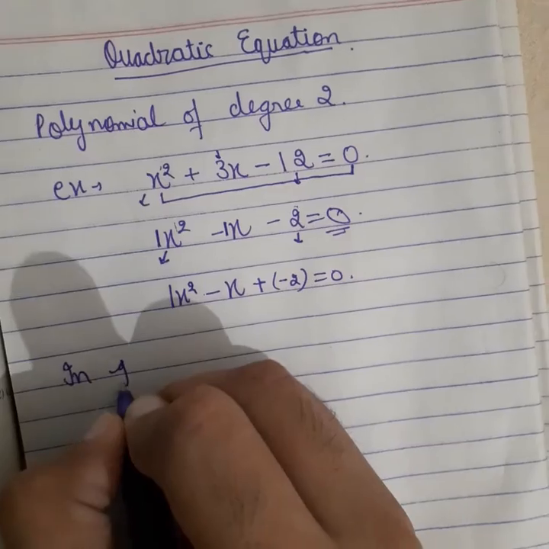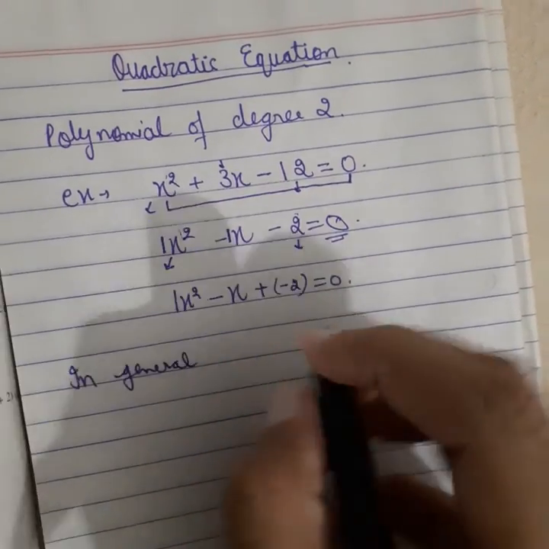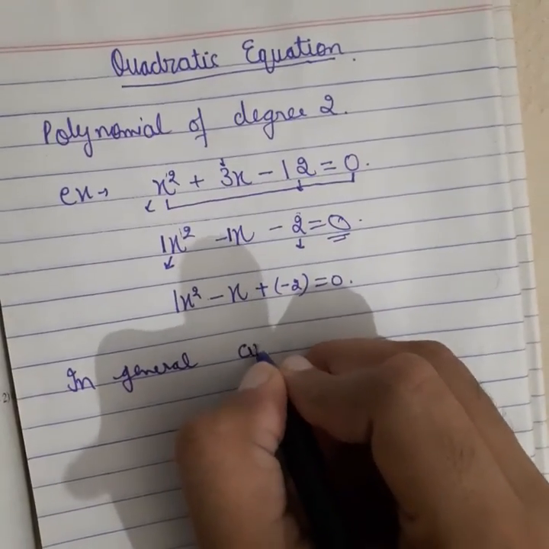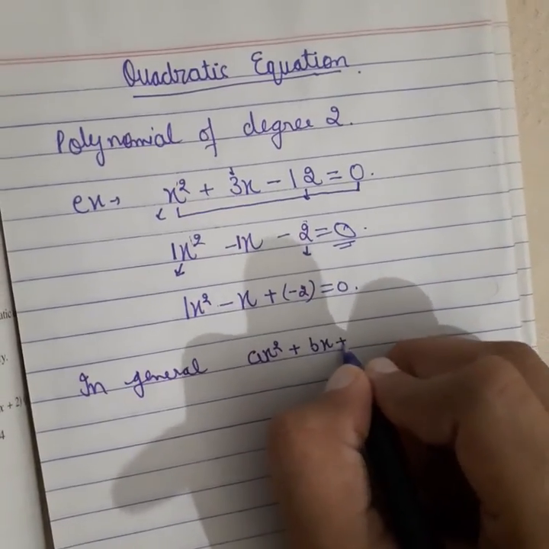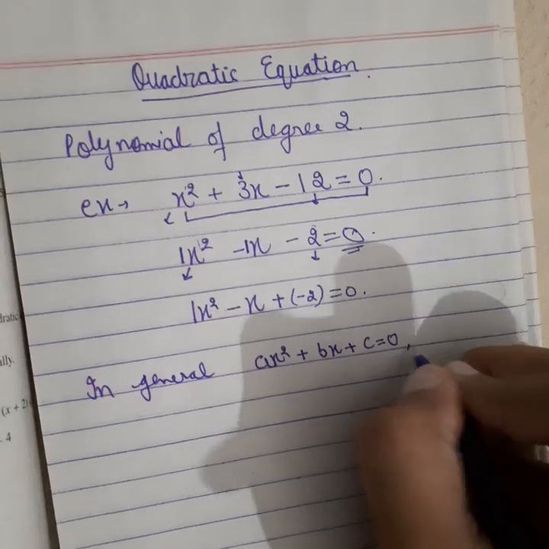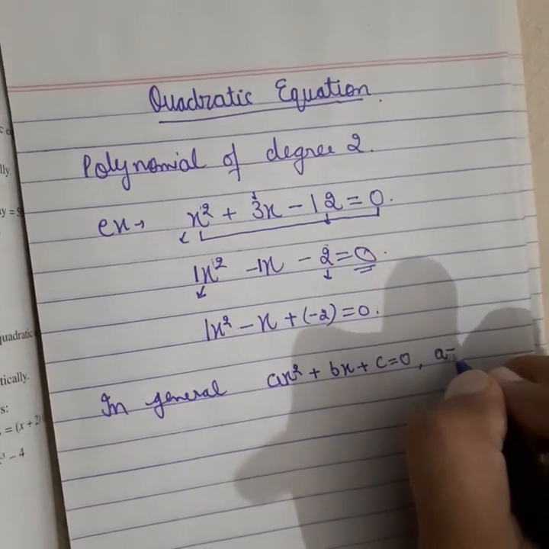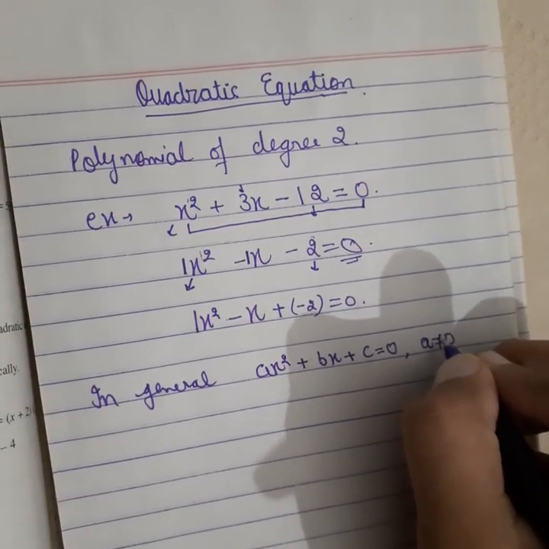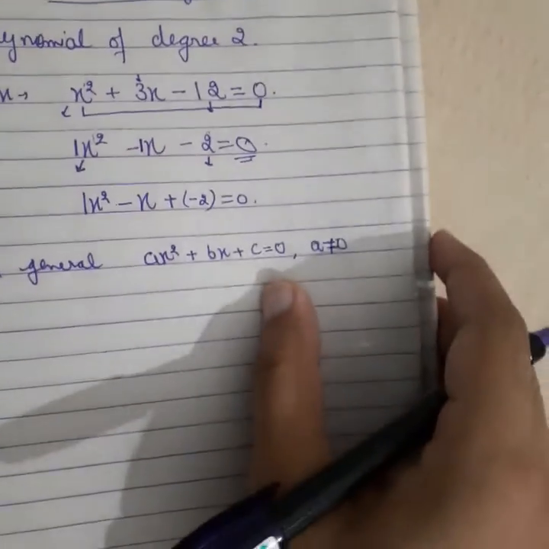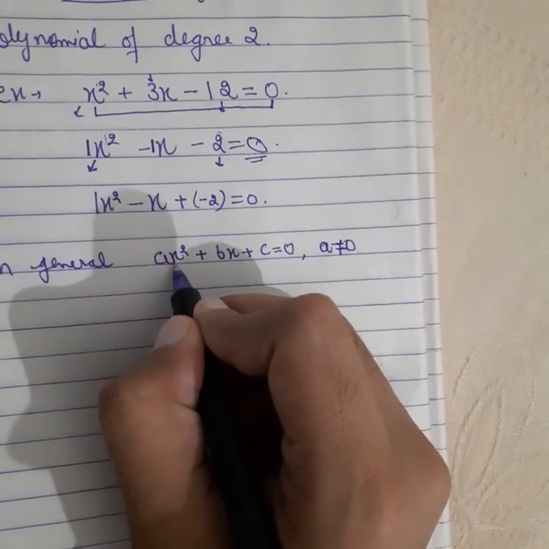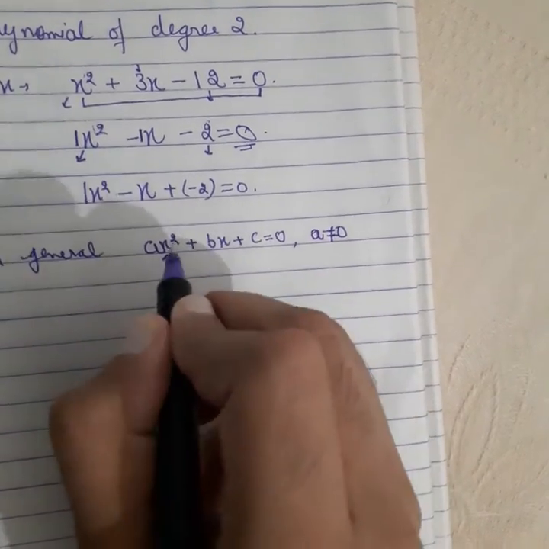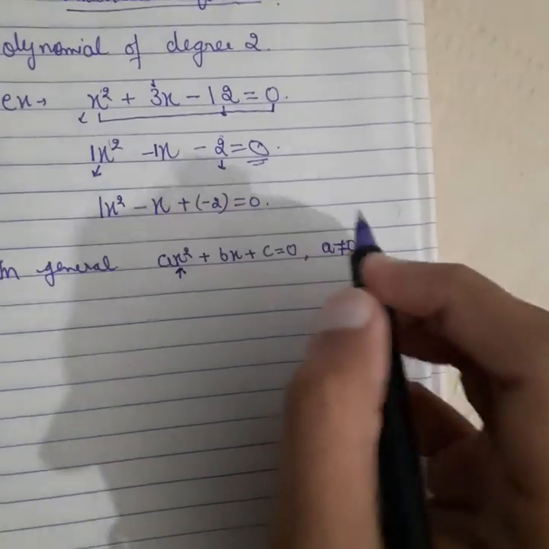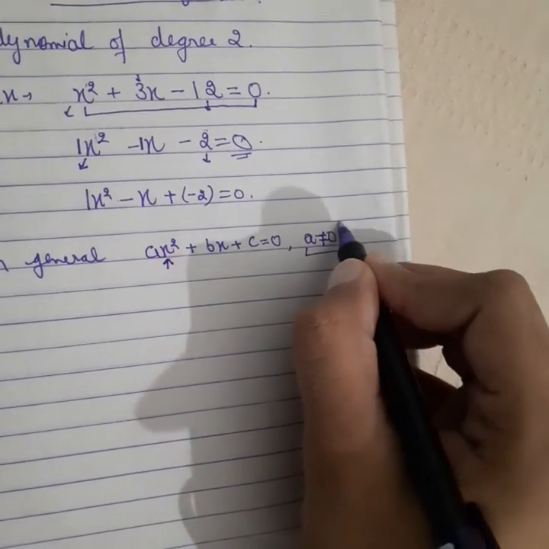In general, the quadratic equation is of the form ax square plus bx plus c is equal to 0, where a is not equal to 0. Hence, as here is the degree 2 in this equation, it is a quadratic equation. Okay, next thing is a should not be equal to 0.